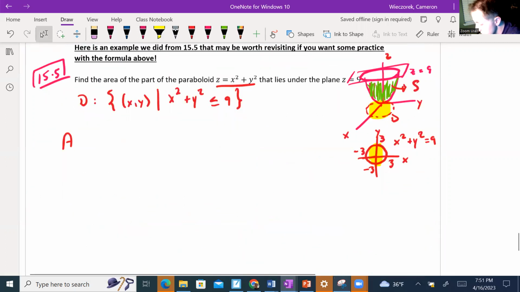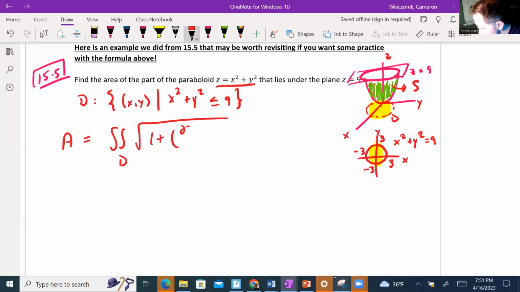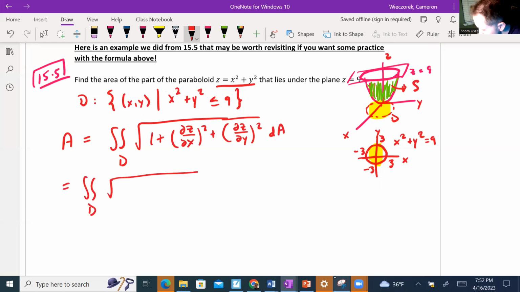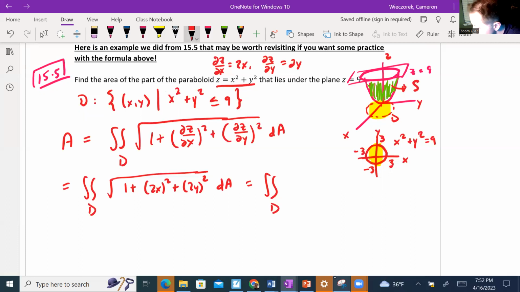But I am going to go to the result just to save some time here. We're integrating over D the square root of 1 plus dz/dx squared plus dz/dy squared dA. So this will give me a double integral over D. Let's see. Partial z partial x is 2x, and partial z partial y is 2y. So 1 plus (2x) squared plus (2y) squared gives me a double integral over D of, we're going to get a 1 plus 4, and I'm going to factor the 4 out.